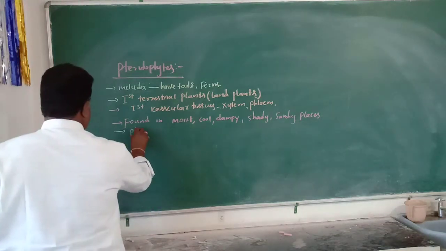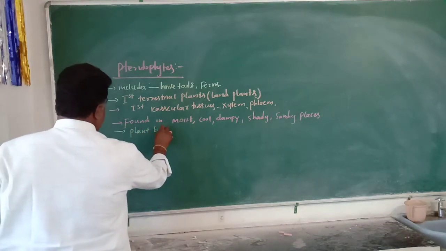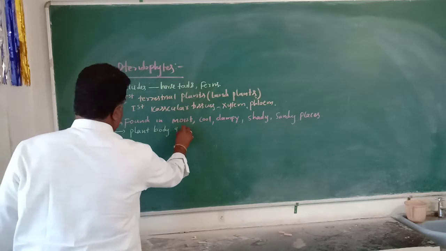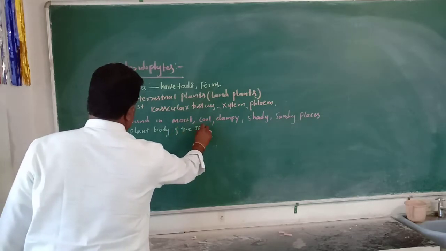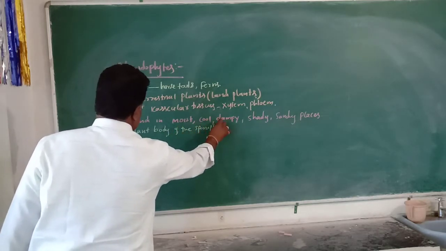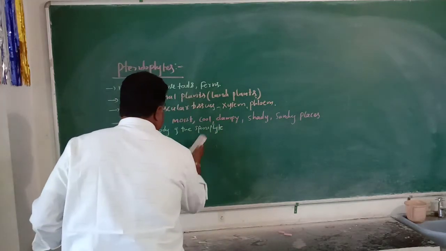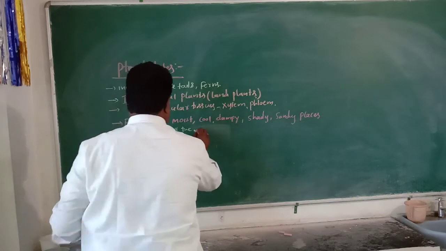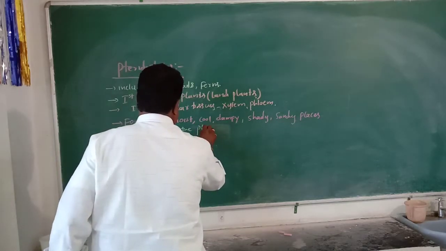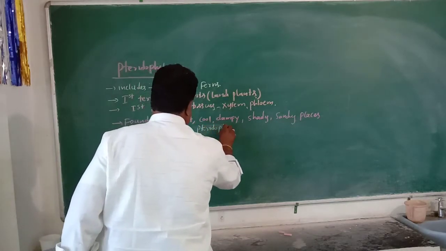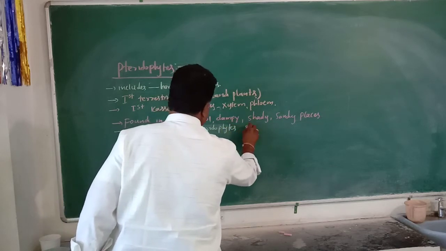The plant body of the pteridophytes is commonly called the sporophyte.